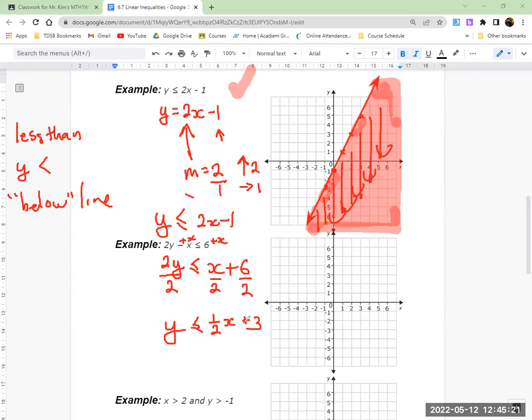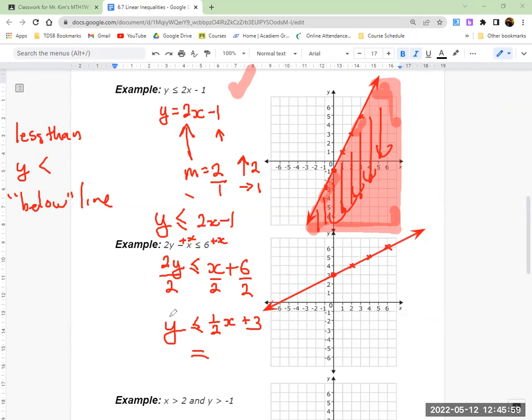Moving on. I'm going to get this graphed. I'm going to pretend the inequality is actually equal to, and my b value is here. My slope is rise over run. 1, 2, up 2, up 2. My line is there.